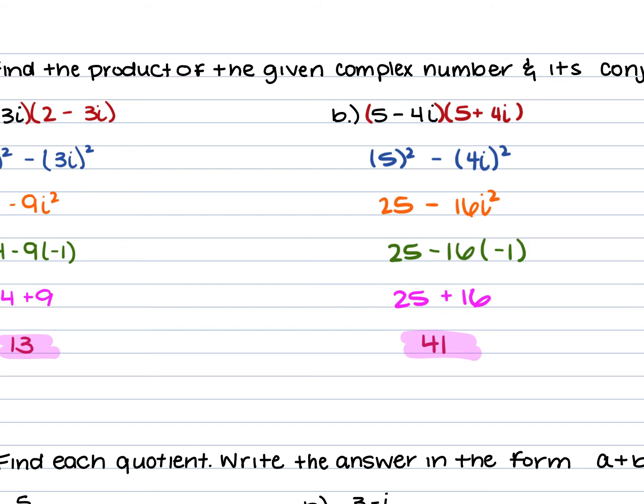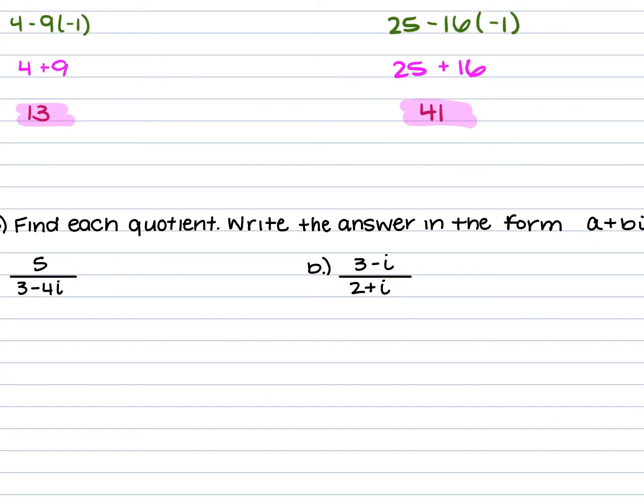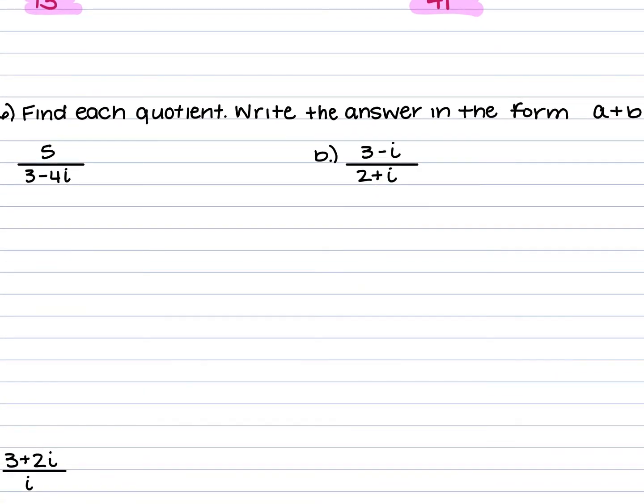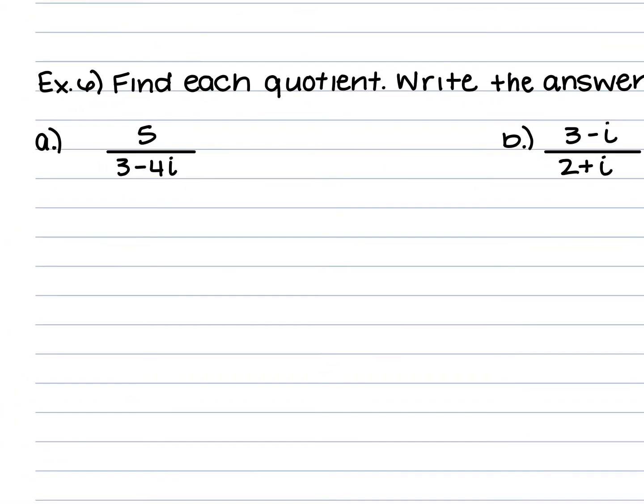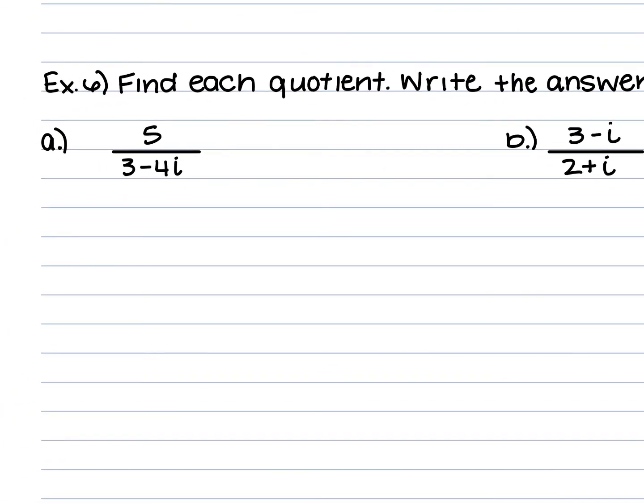For our next example, we're going to be finding the quotient and writing our answer in the form of a plus bi. By finding the quotient of these, we are going to use what we just did, take our denominator, find the conjugate of it, and multiply the top and the bottom by the conjugate of the denominator. For example A, we have 5 over 3 minus 4i. We're going to put parentheses around the 3 minus 4i and write its conjugate next to it, so 3 plus 4i. What we multiply by the denominator, we also multiply to the numerator. So we're going to bring that up top as well and multiply that 5 by the 3 plus 4i.